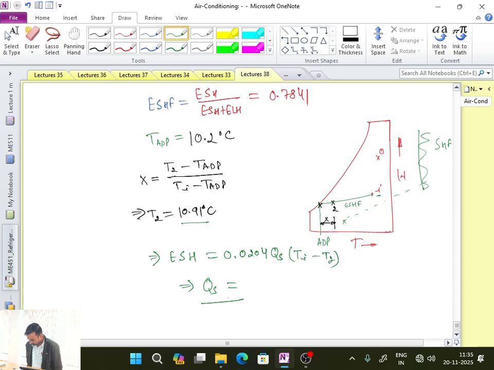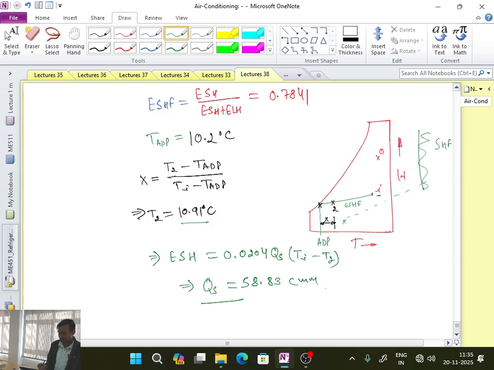Fifty-eight point eight three. 58.83 cmm. Are you able to relate to any of the previous case which conceptually I discussed? Are you able to relate or not? Dehumidifier air quantity is 58.83. How much air are you taking from the ambient?